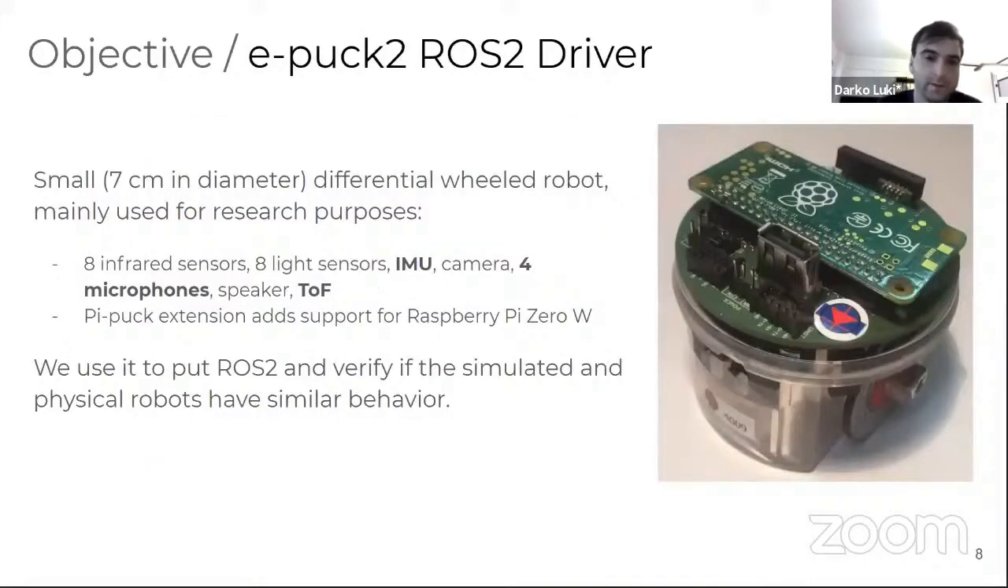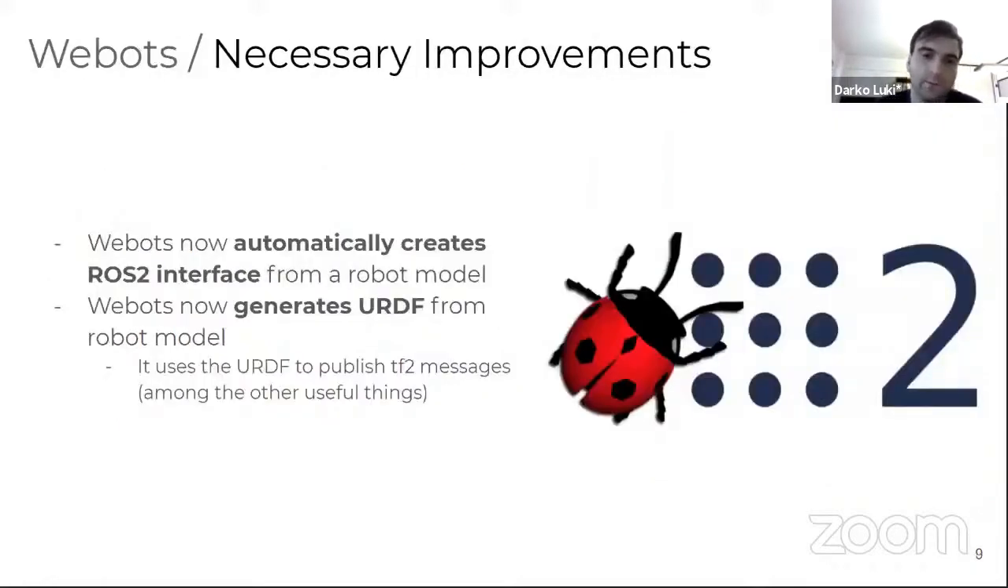So the first step would be to create an example of how to transfer a controller from the simulation to the physical robot. And we took the e-puck robot as an example. The e-puck is a small differential wheel robot that is mainly used for research and education. It is equipped with various sensors and it has a Raspberry Pi, meaning that we can put ROS 2 on it. So our goal is first to write a ROS 2 driver for the Webots simulated e-puck robot.